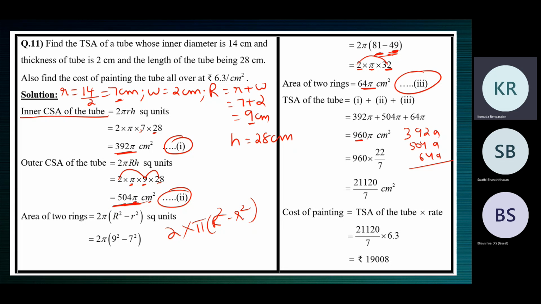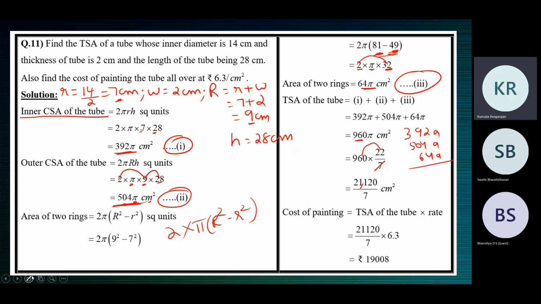Now 960 pi. So 960 into 22 by 7. Now we see that this cannot be simplified. 960 is not exactly divisible by 7. So what we do, we multiply the numerators. 960 into 22, which is 21,120 divided by 7.